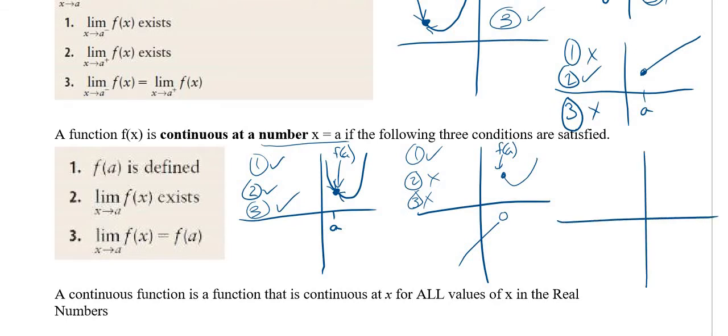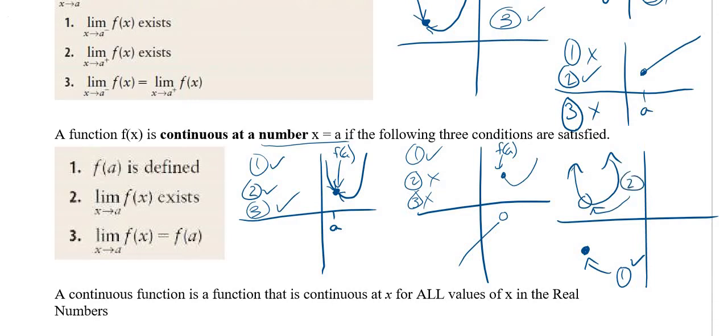And one more example to help us out here. Let's take that parabola, but instead of having this continuous point here, let's make a gap here and let's move that point down here. So in this case, f of a is defined. The limit's defined. Looking at the left and the right, we approach this hole here.